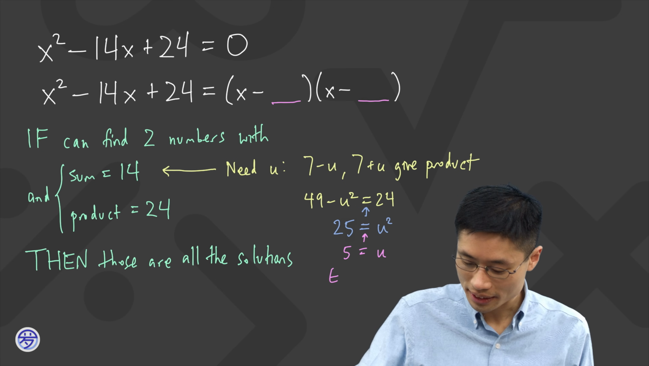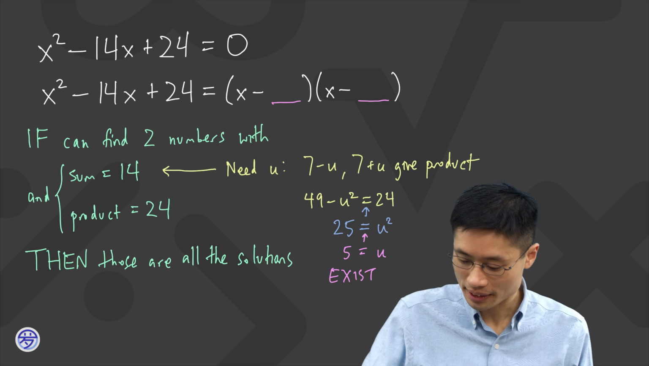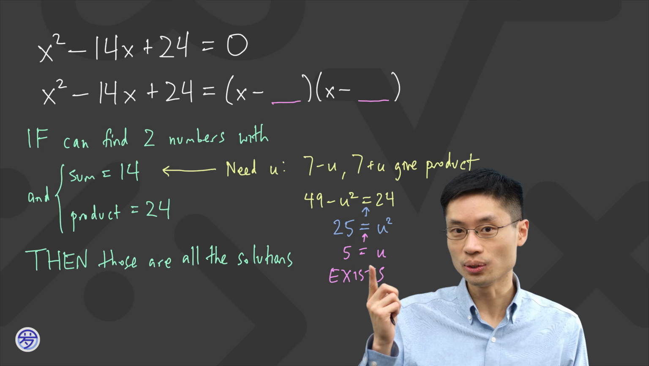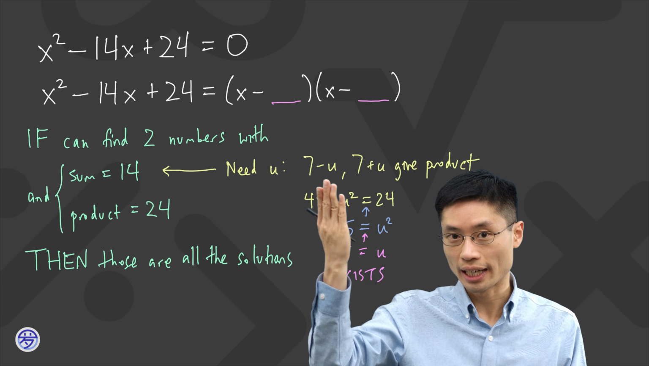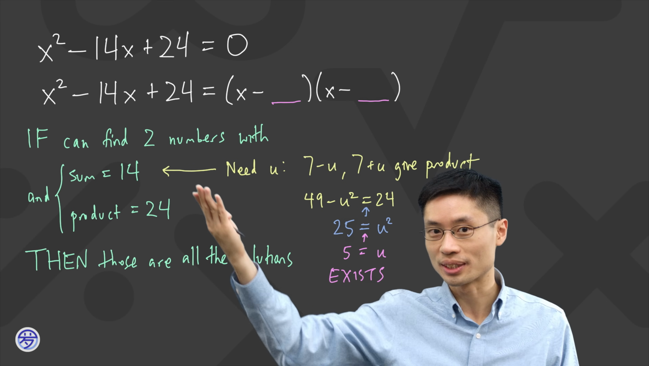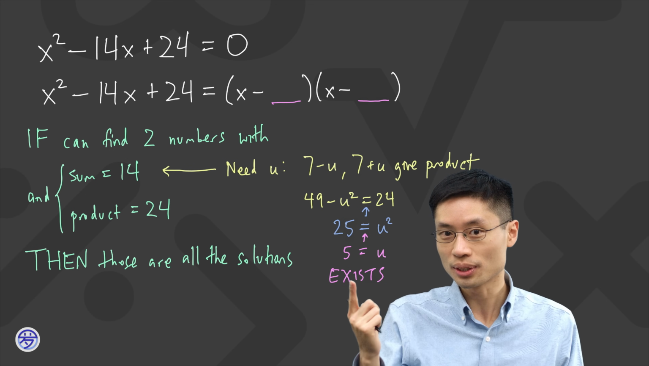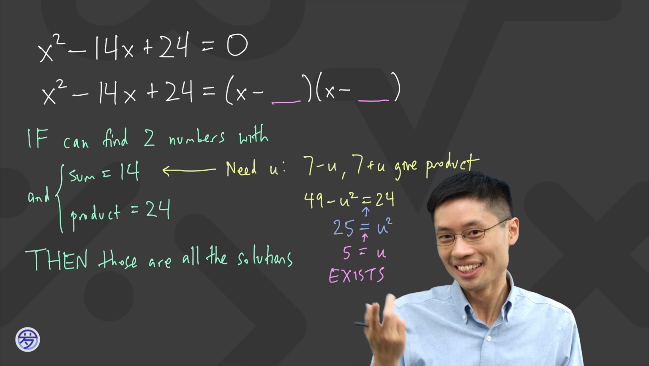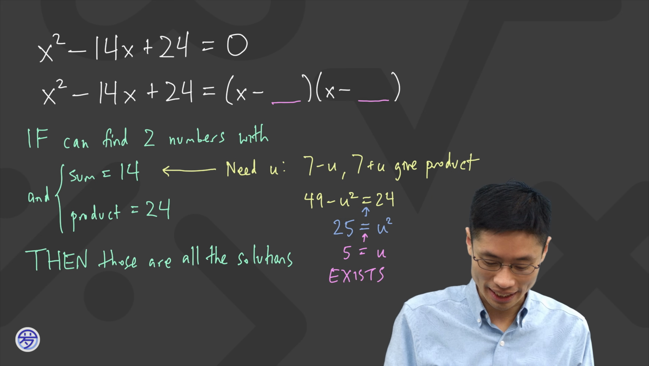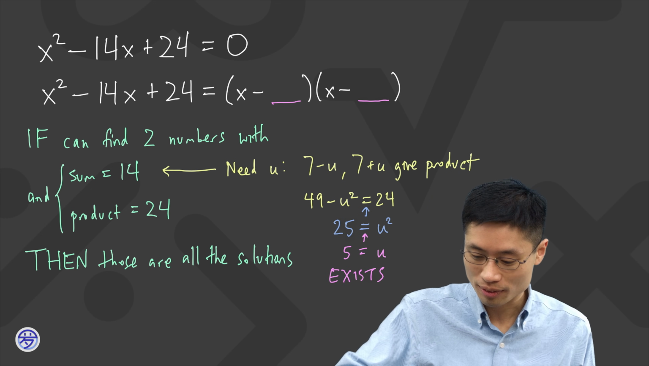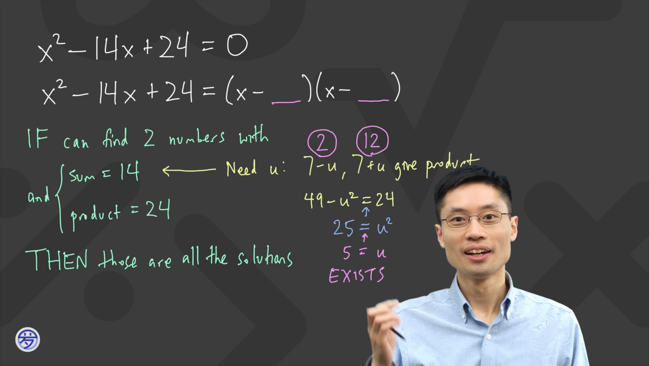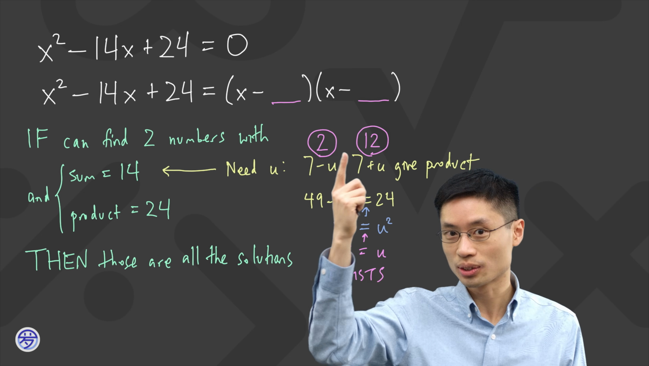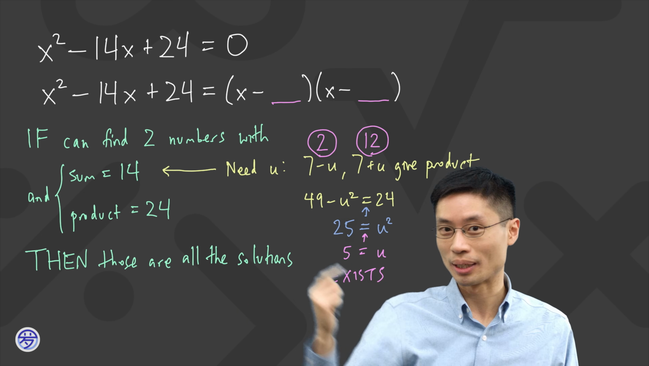I'm going to emphasize that this exists. That means a choice of u exists to make all of these happen, which means that I can get two numbers with a sum of 14 and a product of 24. Just put 5 into there. If you put 5 into there, what do you actually get? You get 7 minus 5, which is 2, and 7 plus 5, which is 12. And you can check that those two numbers do add to 14 and multiply to 24.